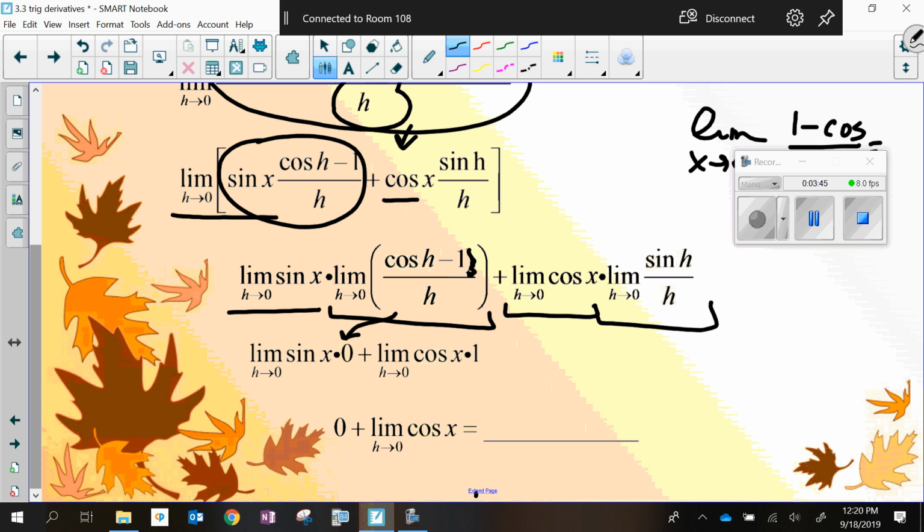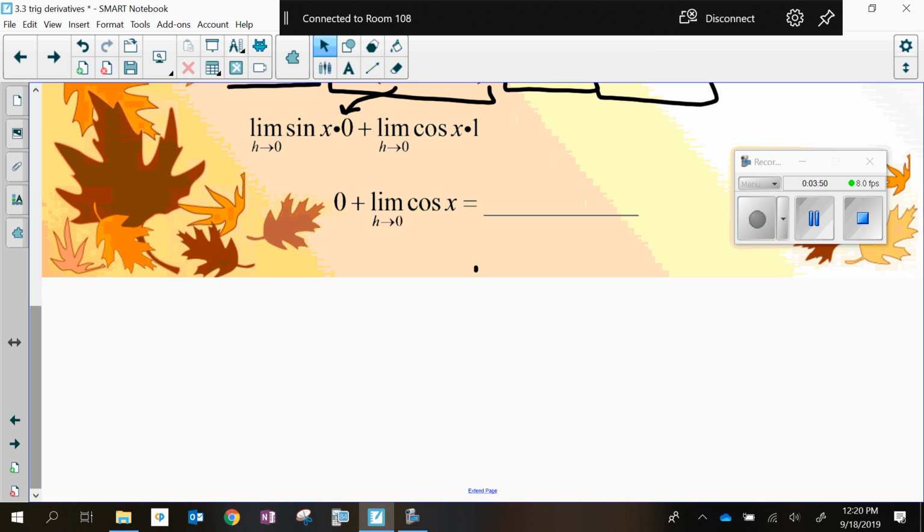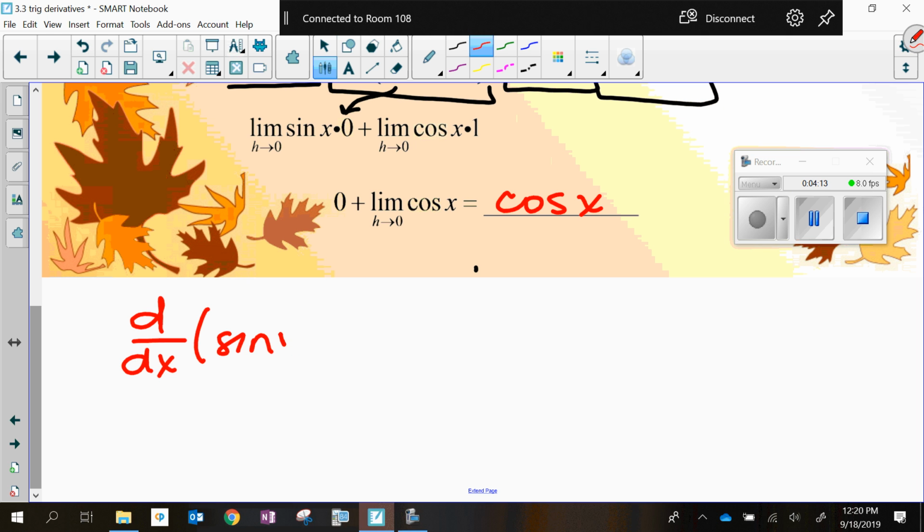what does that equal? If you plug in 0 for h, are you getting 1? There's no h in that cosine of x. Oh, so it's just the limit of cosine. No, it's cosine of x. Okay, so bottom line, derivative of sine of x equals what? Cosine of x. Okay?